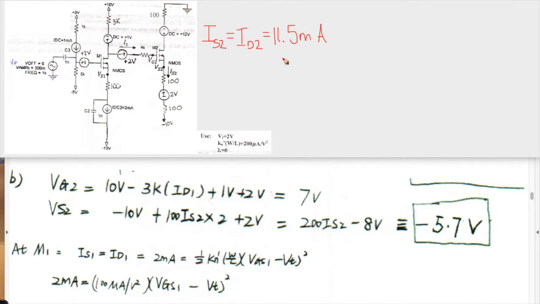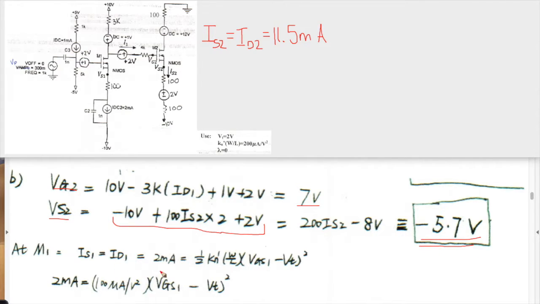So now we know the value of IS2, which also equals ID2, and that's going to be 11.5 milliamps. So now we can go back to the equation for VS2. VG2 we already found is 7 volts, and for VS2 we can plug in that value for IS2, and that gives us a minus 5.7 volts.